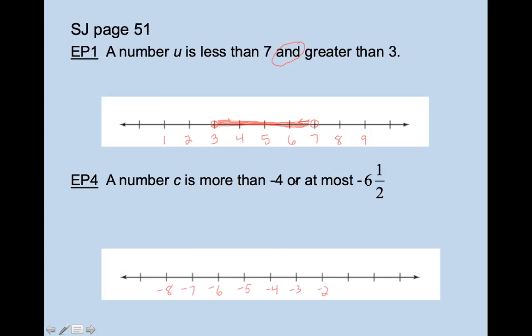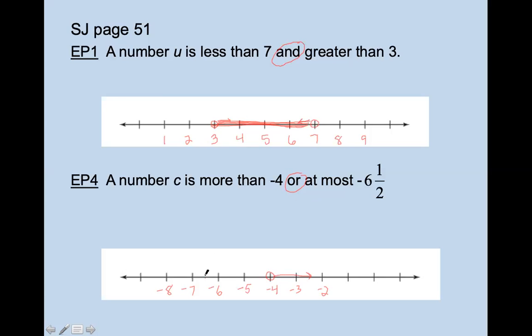So this time it says it's an or situation. So let's see what happens when the compound inequality contains the word or. It says a number C is more than -4. So if it's more than -4, we're going to have an open circle at -4. And our arrow is going to be going to the right. And it says, or it's at most -6.5.